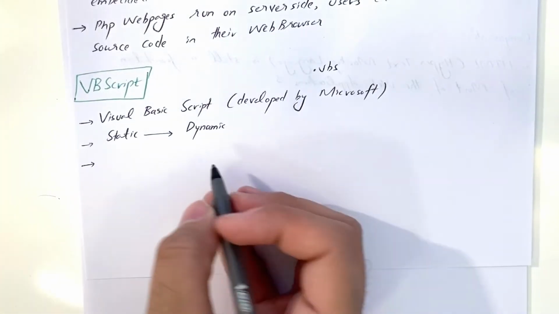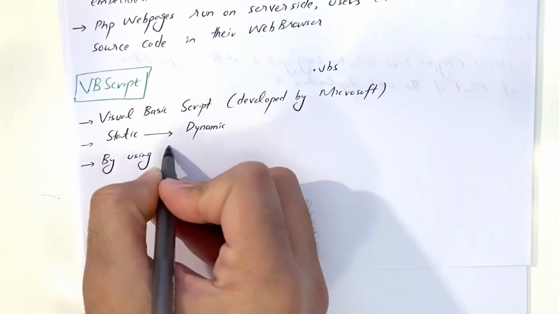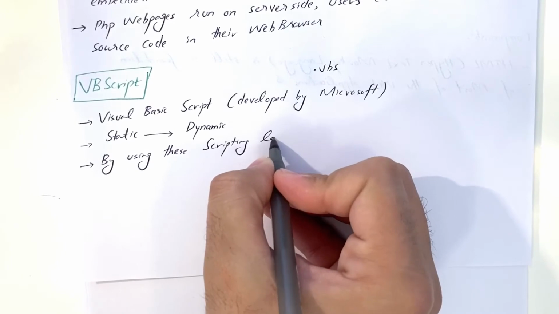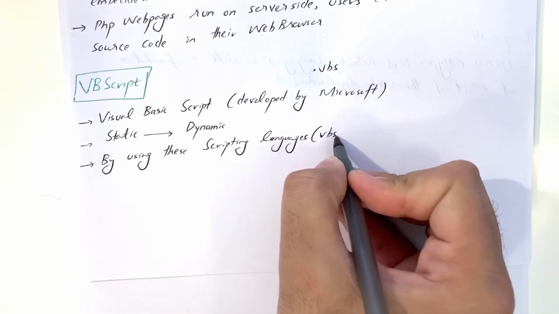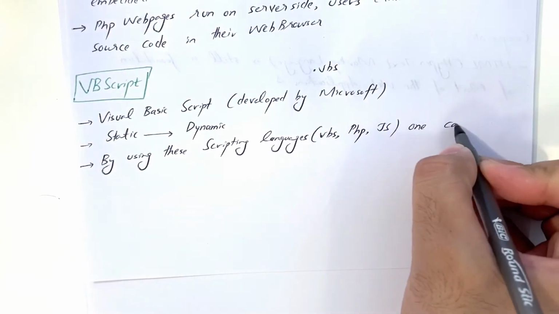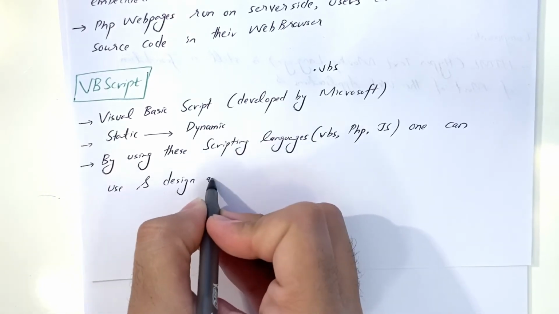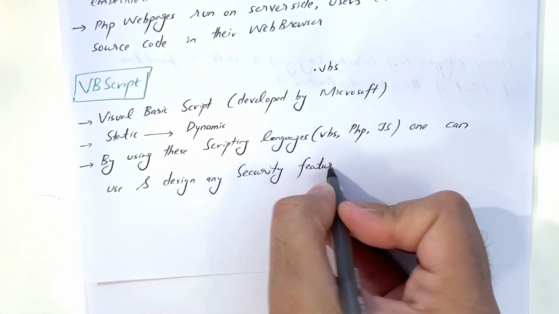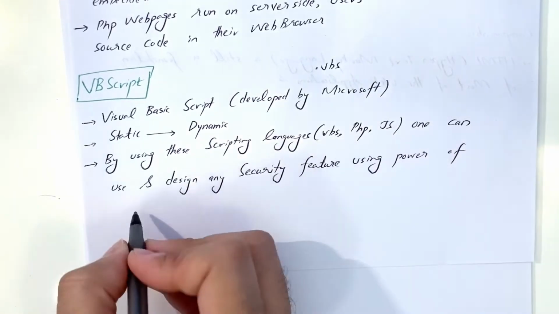So you can say, by using these scripting languages, I'm not talking about VBS alone, I'm talking about all the scripting languages like VBS, PHP, JavaScript, one can use them and design any security feature, using the power of scripting languages.